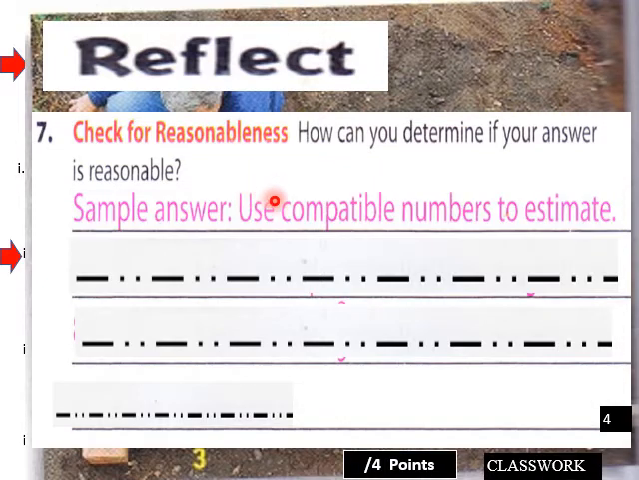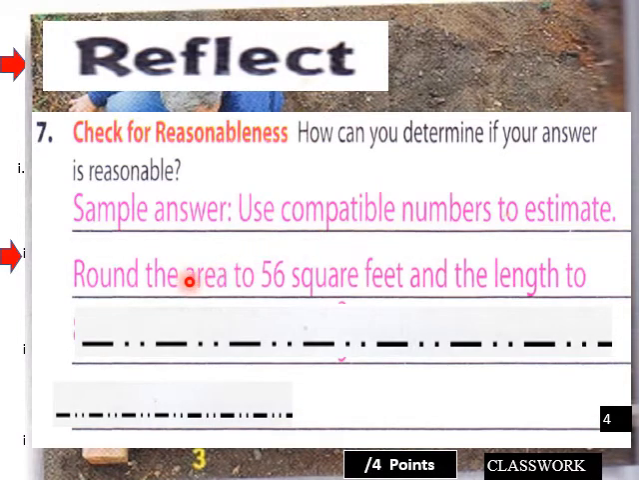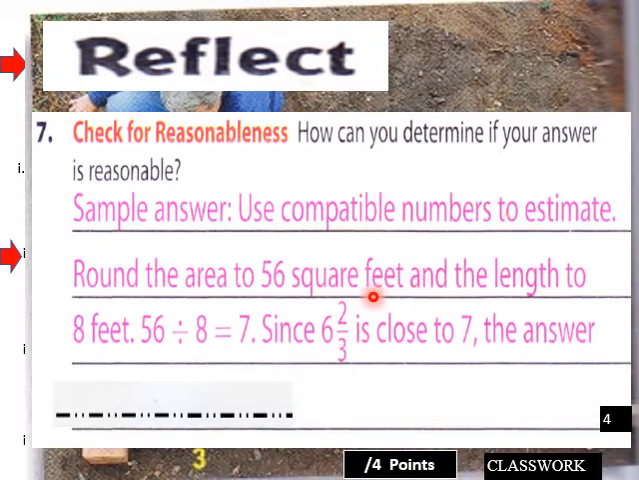So your reasoning process would be to use compatible numbers to estimate, and then round the area to say 56 square feet, and the length to 8 feet, and 56 divided by 8 would be 7. And then since 6 2/3 is pretty close to 7, the answer is reasonable. So that'd be a way that you wouldn't throw that answer out as being wrong.